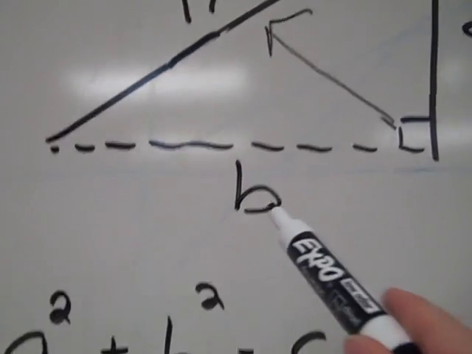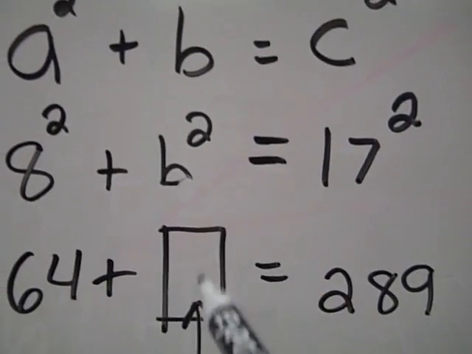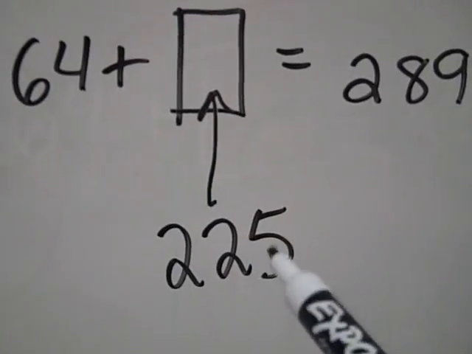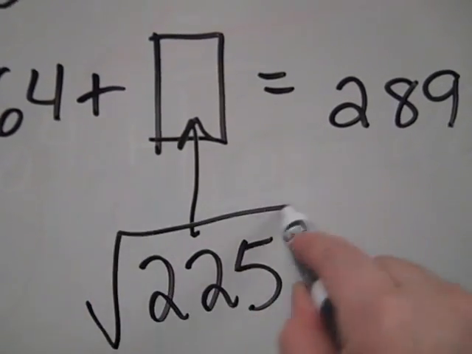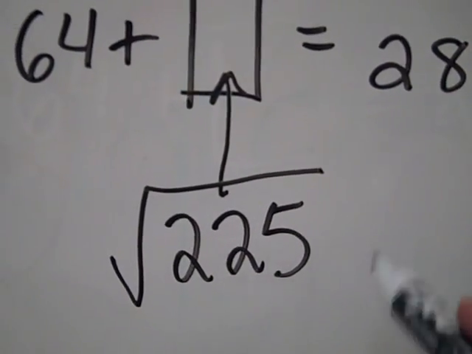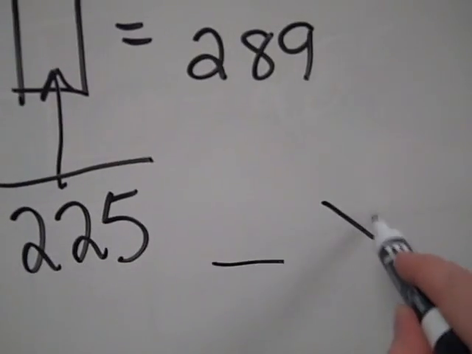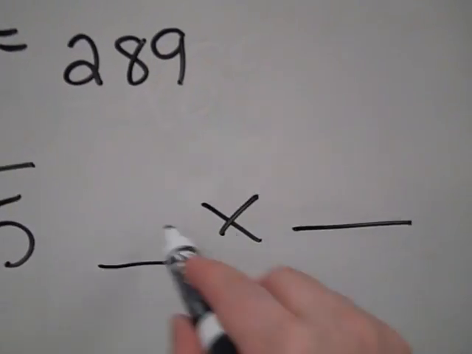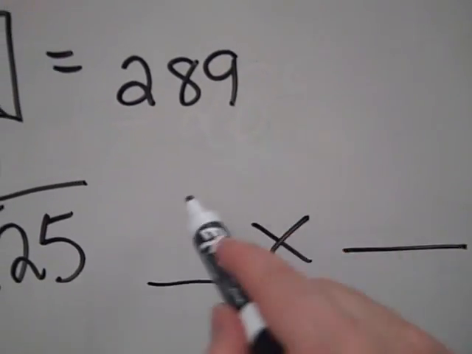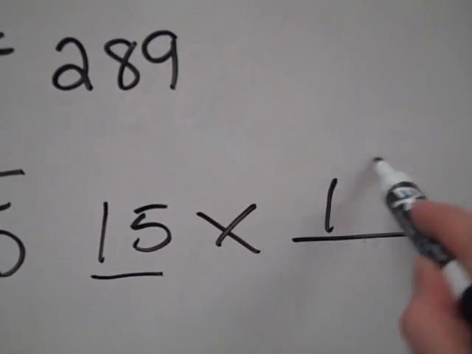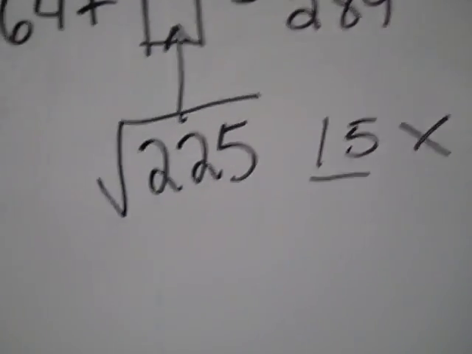I want plain old B. Notice in the problem that box is representing B squared. So to figure out plain old B, I have to find the square root of 225. Some number times itself. I can guess and check through them. 10 times 10 is 100. It turns out to be 15 times 15 gets me 225.